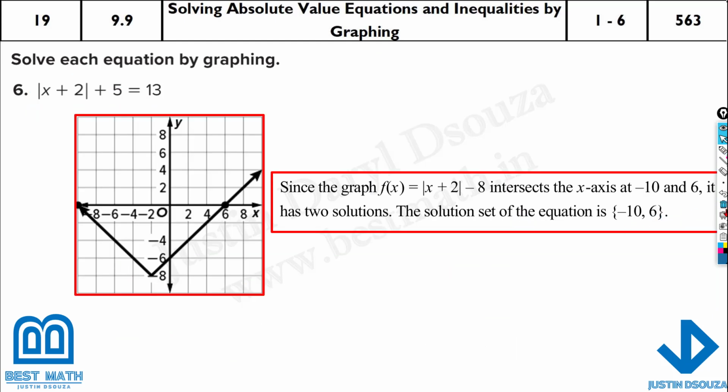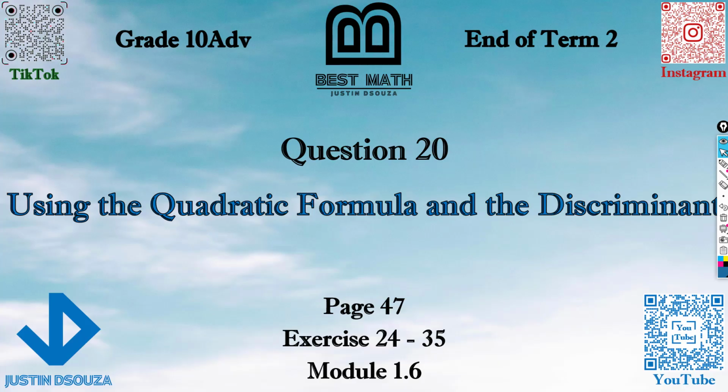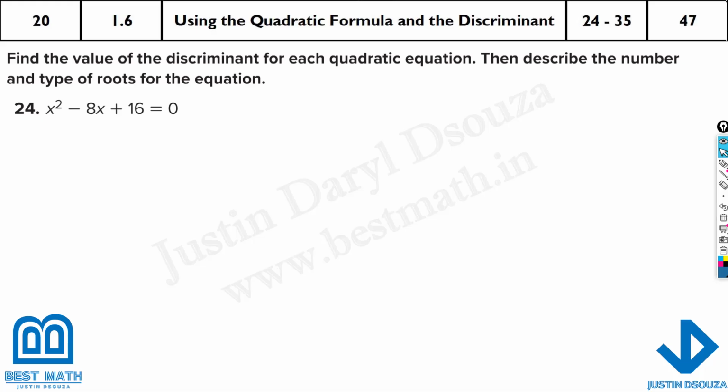Here we have the answers, and that's how we can easily graph and find the solutions of absolute value equations. The final question in the writing part, question 20, is about discriminants. It's from module 1.6. Though they have asked you about the quadratic formula, they are just asking you to find the discriminant for this given quadratic function. I'll write the quadratic formula here.